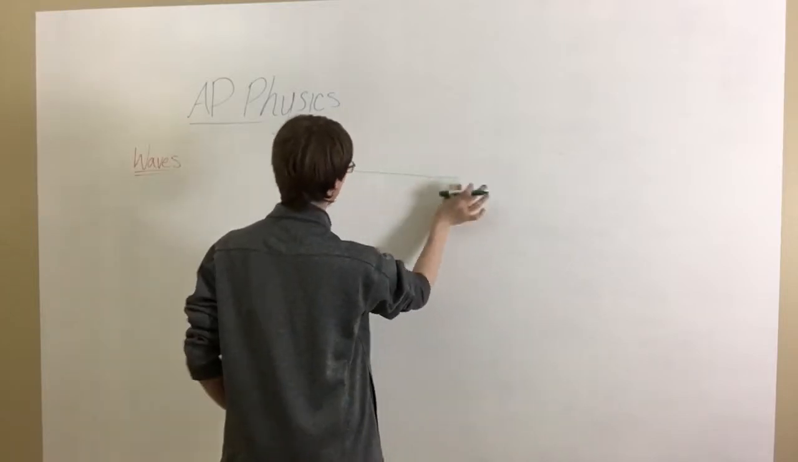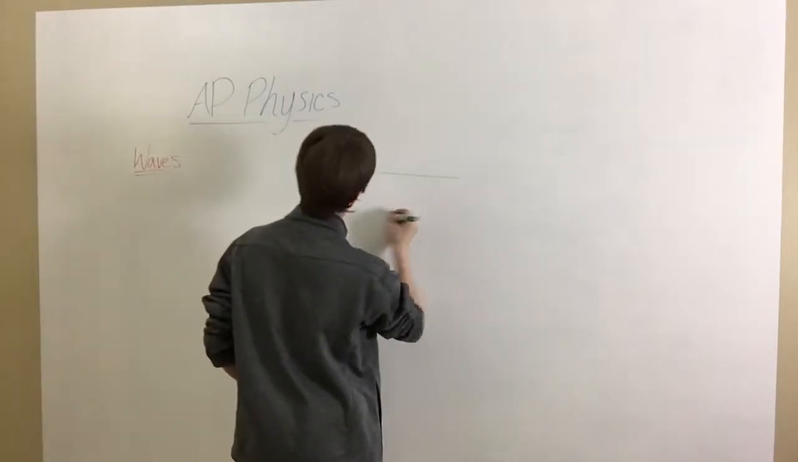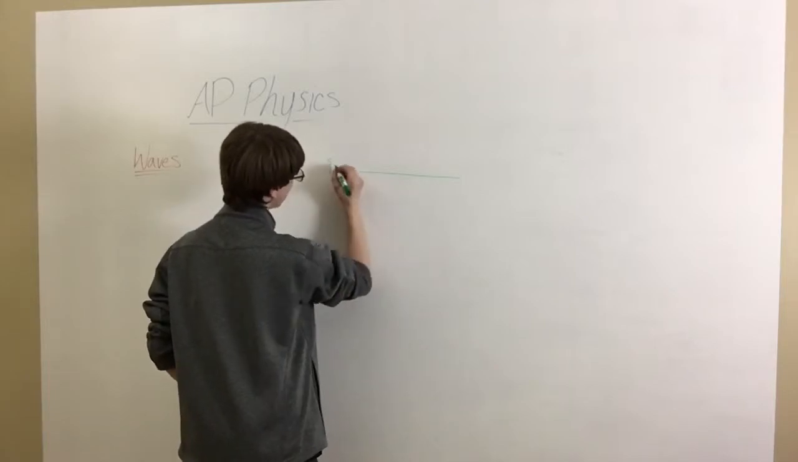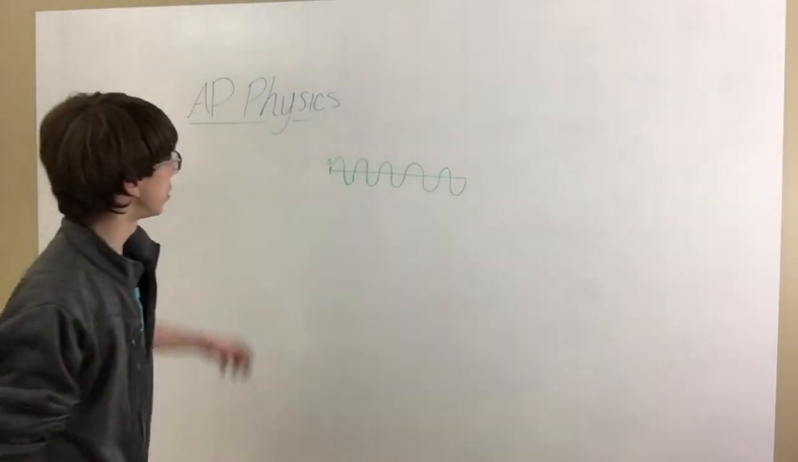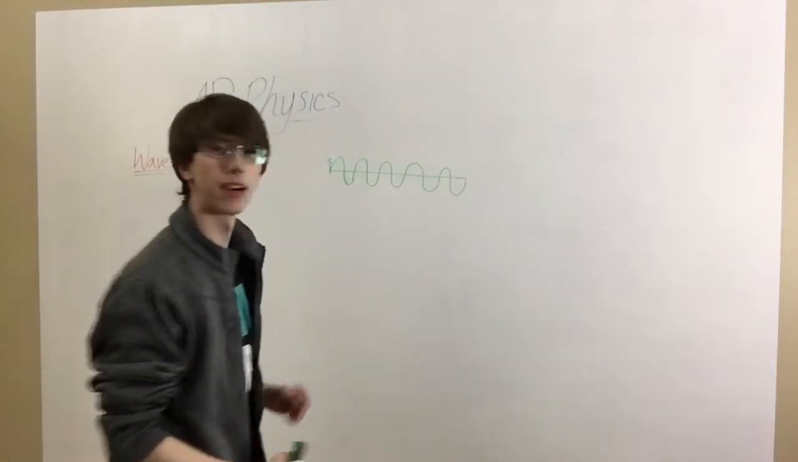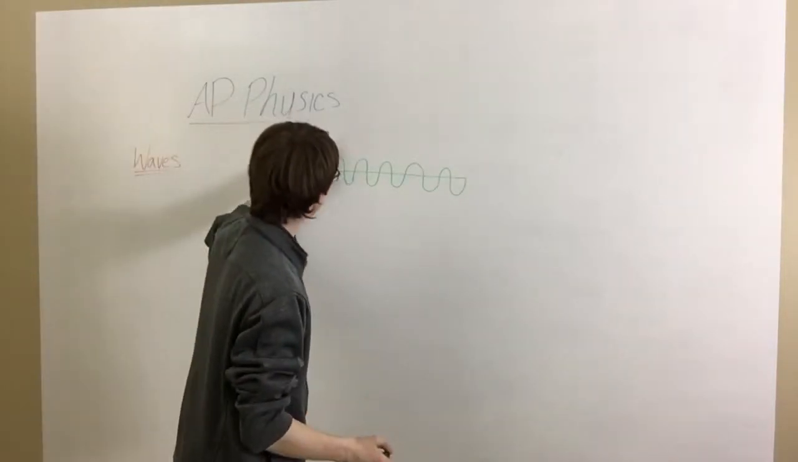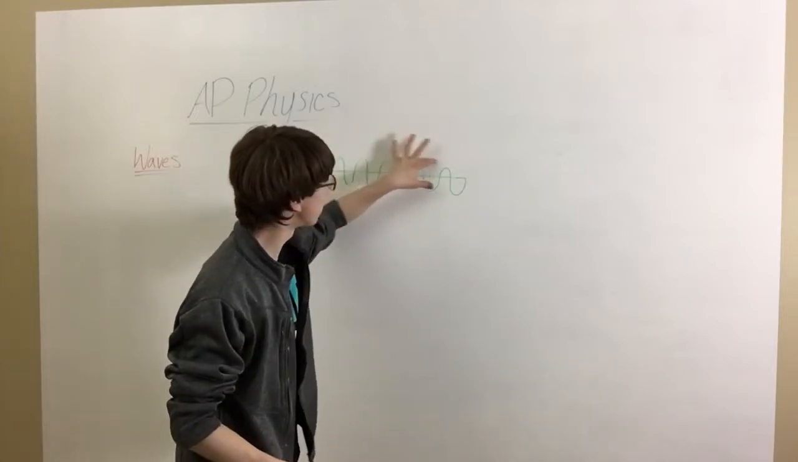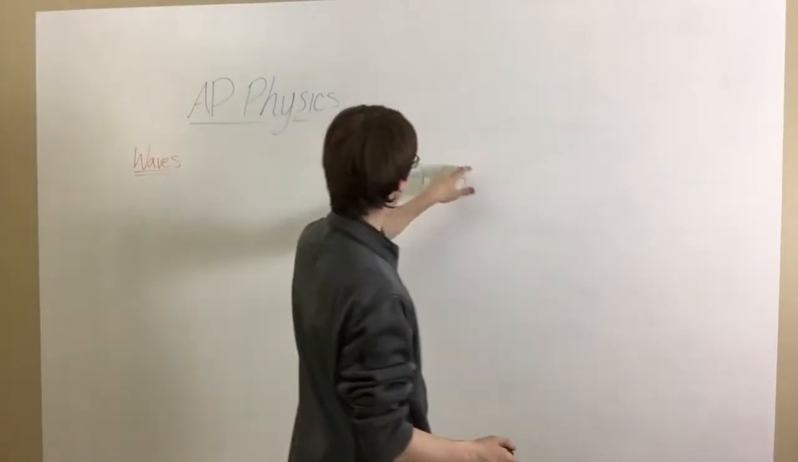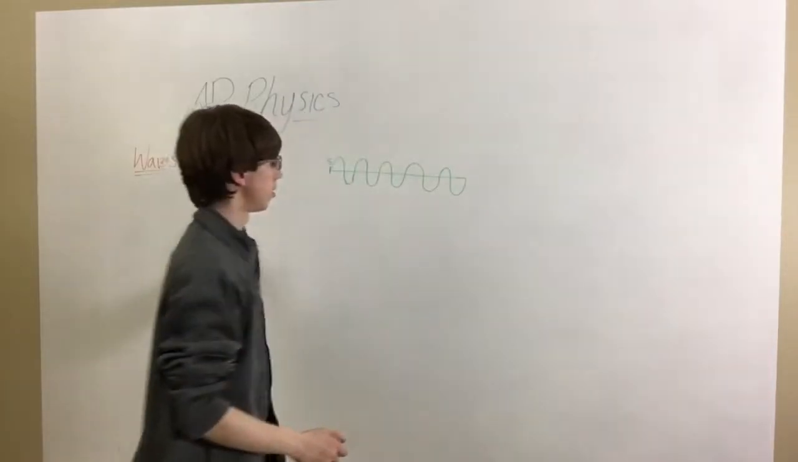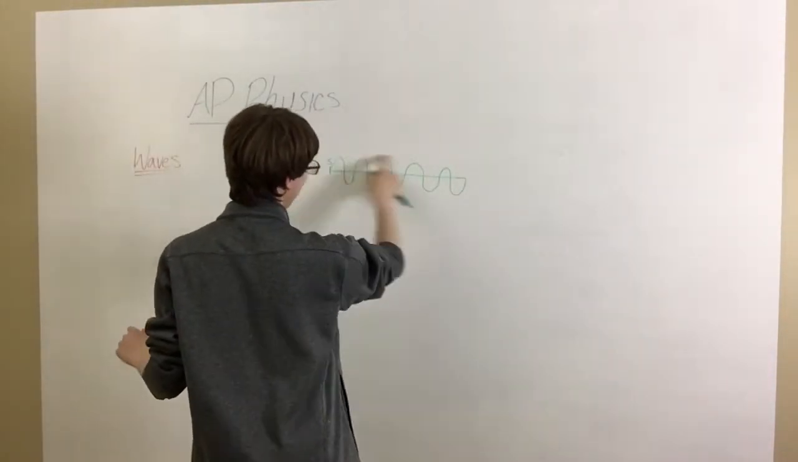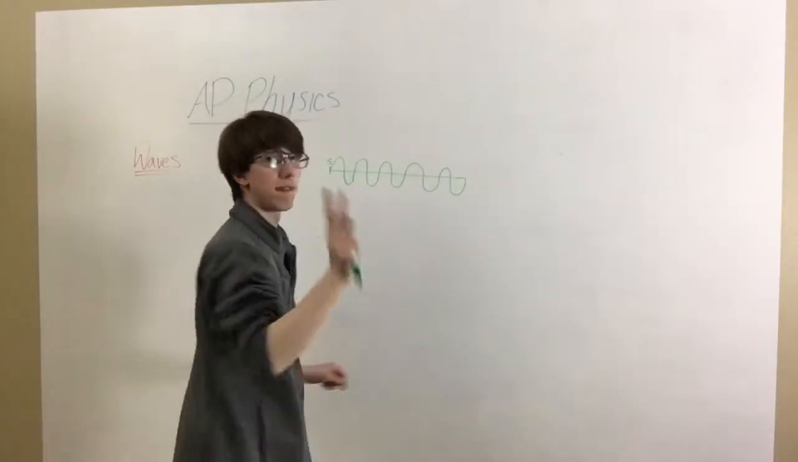So here's our line of propagation, and we'll say that this is our source. We'll label it S. How many wavelengths do you see here? Now I see 1, 2, 3, 4. But then we also have half and another half. So since we have 2 halves and we have 4 here, then we have 5 wavelengths.